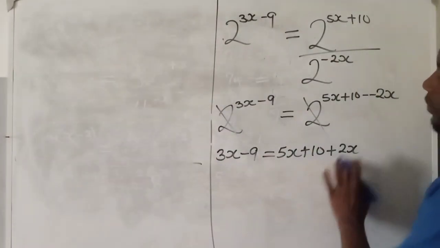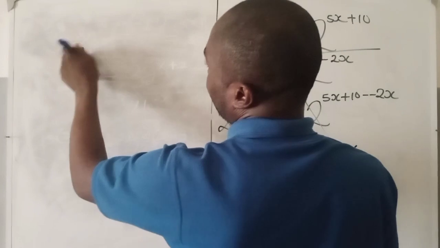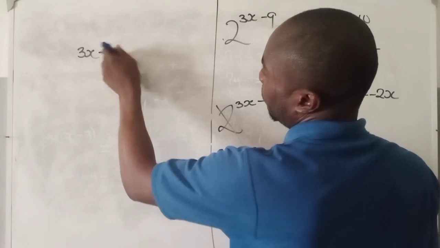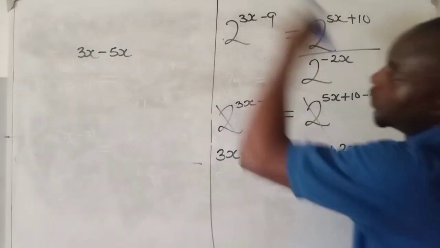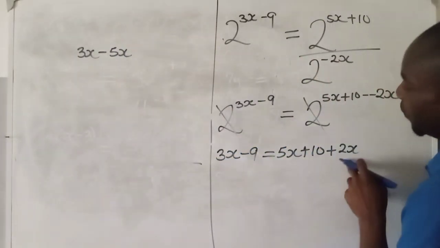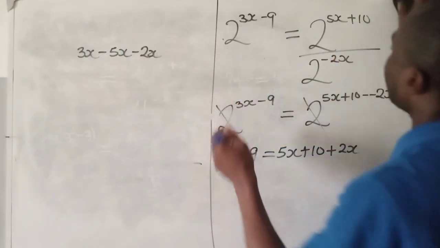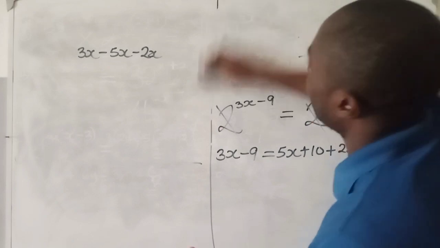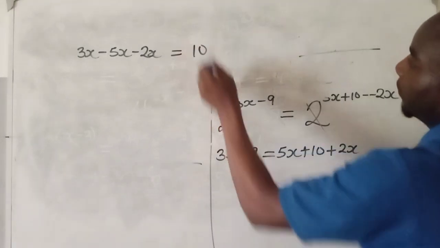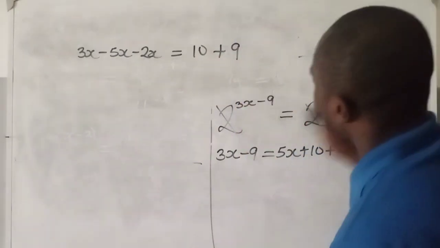So all the values of x will be on this side, and those without x will be on the other side. So I'll bring down my 3x. All right, then plus 5x crosses becomes minus 5x. Then plus 2x crosses and becomes minus 2x. Plus 2x cross this side becomes minus 2x. All right, and that's equal to positive 10, and our minus 9 crosses over to become plus 9.